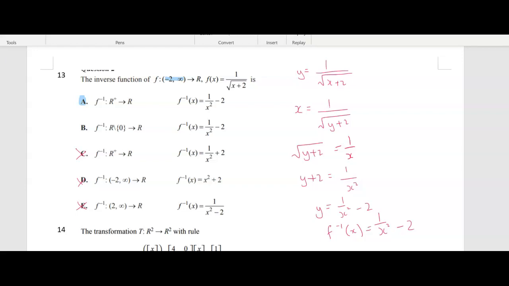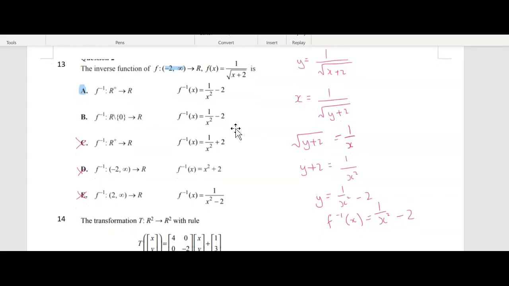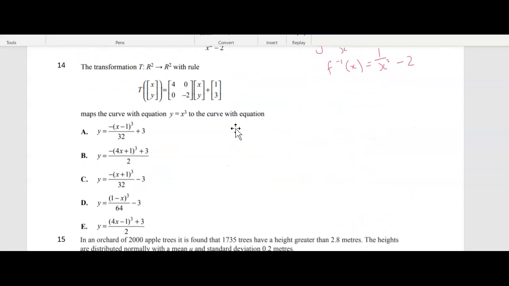All right, having a look at my solution. So 50% of students got that one correct. So they probably could get the inverse, and then graphing it is the best way to find the range. All right, moving on to question 14.